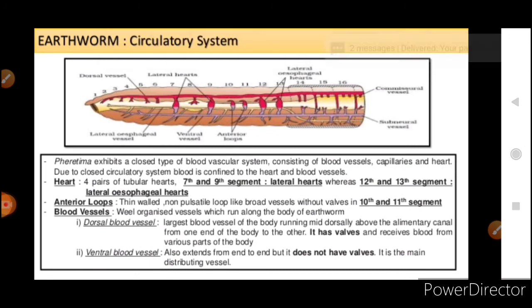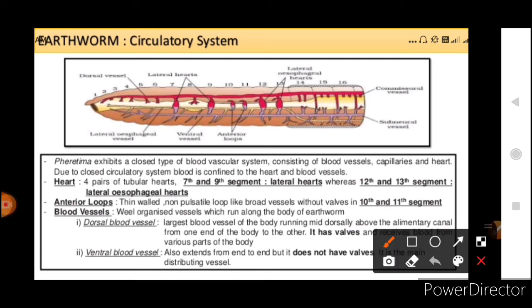Okay, now we come to the circulatory system. The circulatory system of the earthworm is very easy. Pheretima exhibits a closed type of blood vascular system consisting of blood vessels, capillaries and heart. Due to the closed circulatory system, blood is confined to the heart and the blood vessels. That means the body will have many tubes in which the blood is circulated.